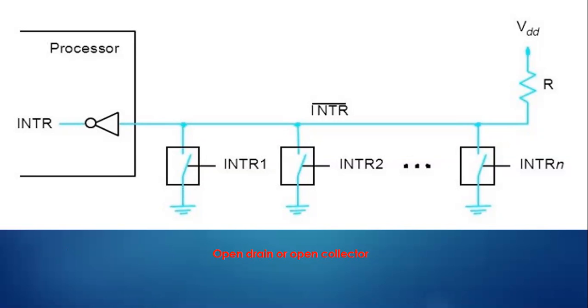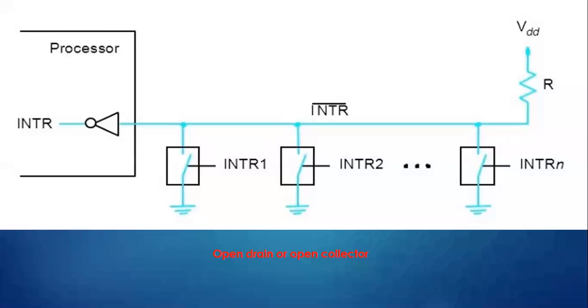Here you just observe, we have a processor and one NOT gate. Here you have an interrupt request line, to which each and every device is connected. You can observe we have something called VDD. This is the voltage, or power, that continuously flows towards the processor. Remember, VDD initially will be equal to 1.